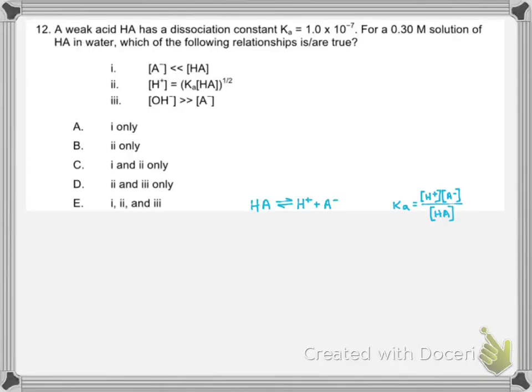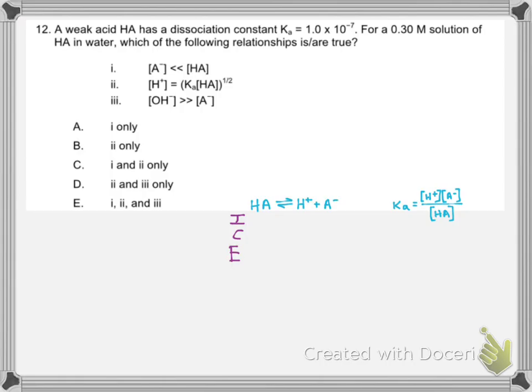This problem is sort of a quantitative-qualitative hybrid question. We can actually answer most of these things without doing the calculations here, but we could also do them if we wanted to. So remember, for any weak acid, the general quantitative problem-solving strategy is going to be to do an ICE table.